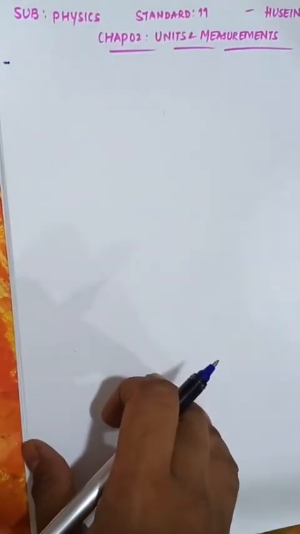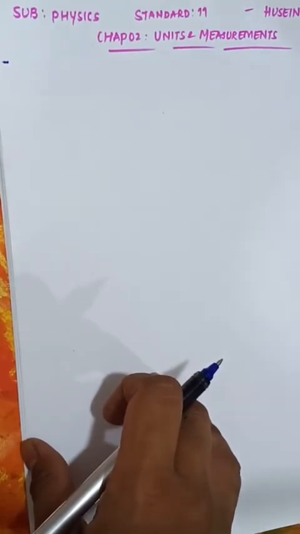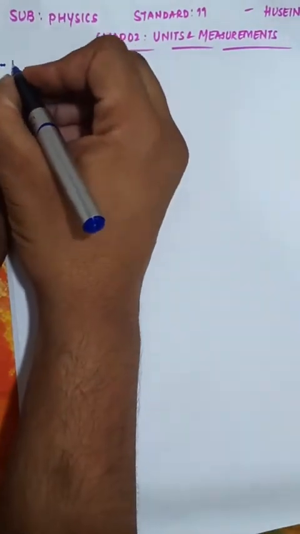Welcome students to session 3 of physics, chapter number 2, units and measurement. Till now we have studied various fundamental quantities, various derived quantities, and we have seen that there are a total of 7 base quantities, and we have studied the units for the same. Now moving to the next important topic of this chapter, that is dimensions of a physical quantity.